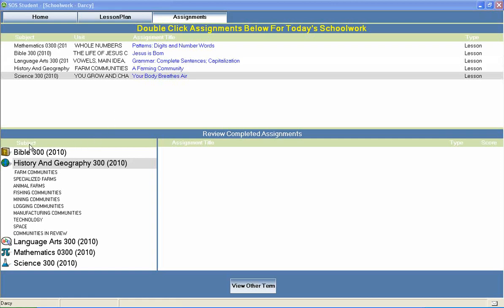In third grade history and geography, your students will study units that cover the history, culture, and geography of a number of different types of U.S. communities, like farm communities, animal farms, mining communities, manufacturing communities, space, and much more. Now let's take a look at a third grade history and geography lesson to see how concepts like these are covered.